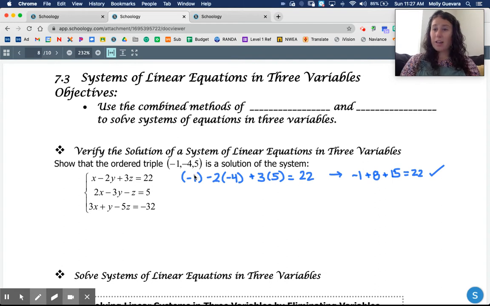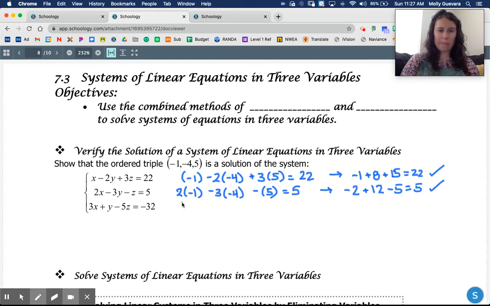So this point works in the first equation. But that's not good enough. It has to work in all 3. So we have to check all of these. So I'm going to enter my x value, which is -1, my y value, which is -4, and my z value, which is 5. Notice the negative stays outside. That gets me -2 plus 12 minus 5, which does equal 5. So it also works in the second equation.